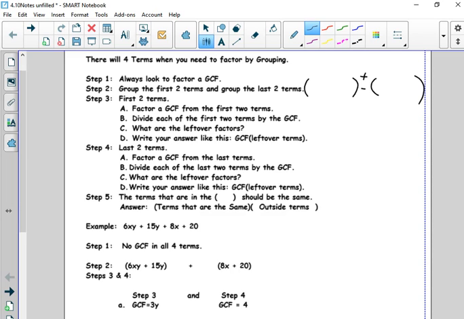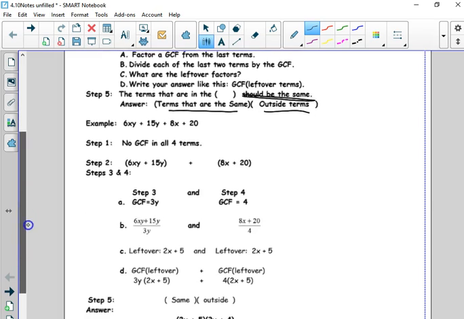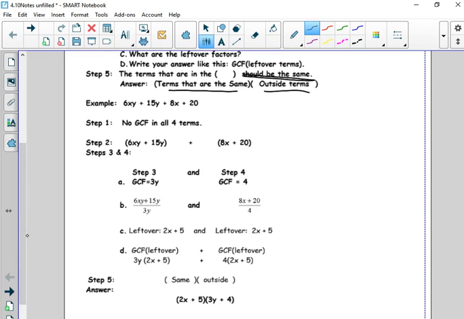It's all going to make sense once we start doing it. You're going to divide by the GCF. Okay? Get the leftovers. Alright? And you're going to do the same thing for the second one. The interesting thing is that the terms in the parentheses should be the same. Okay, they should be the same. And then you take the terms that are the same times the other ones. Let's see how it works. Very simple. And it's already done for you. You can talk about it.